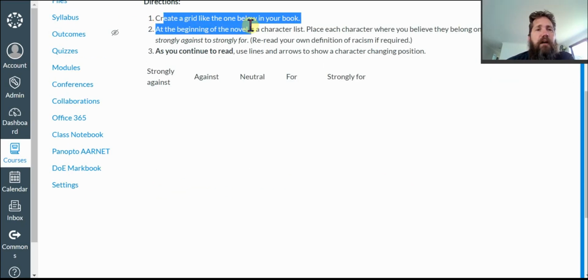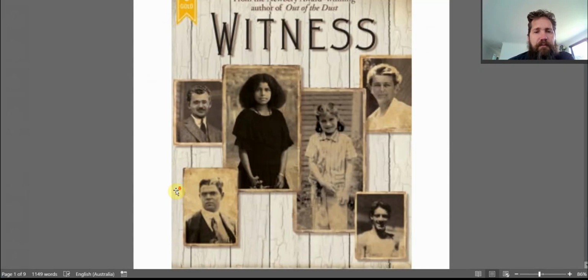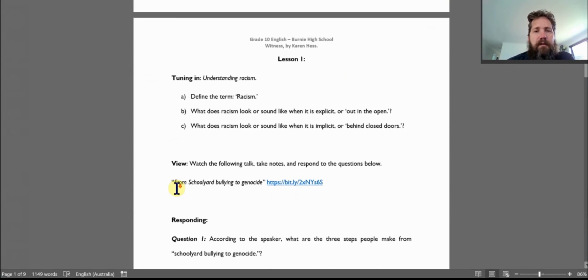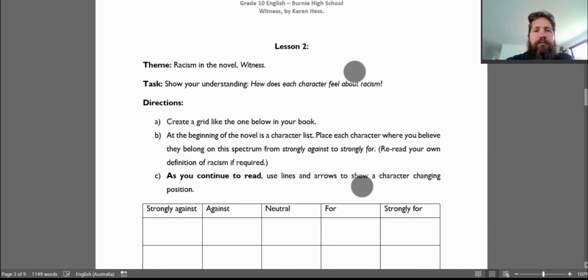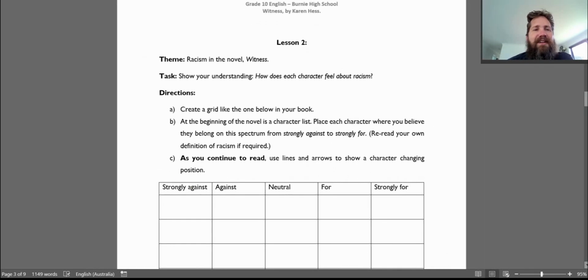Create a grid like the one below in your book. And I'm just going to go to my document here. Now, this is the properly formatted version that I'll upload. Create a grid like the one below and create this in your Word document, please. You can copy and paste this grid as well.